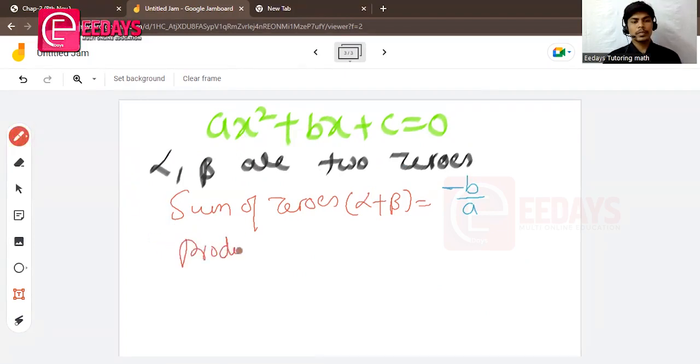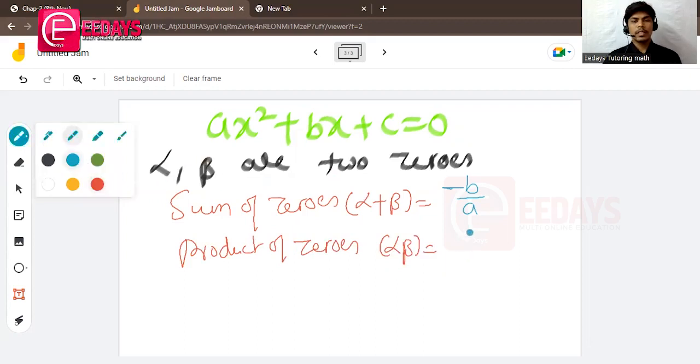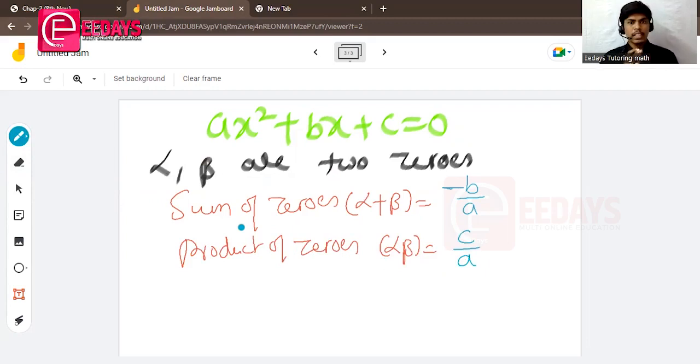Product of zeros, alpha into beta, that is c by a. We already discussed all these things. If they give the general form like this, how do I frame the equation? Let's understand it in the question.